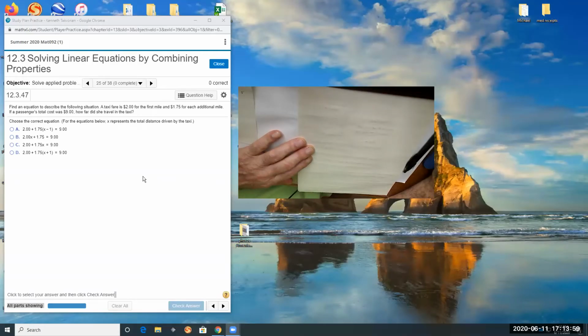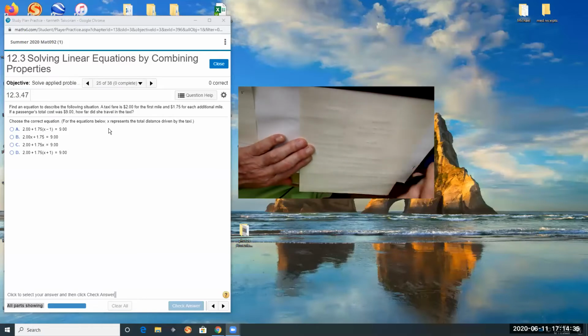I'm going to do this application two different ways to show you that it is important to clearly define what the unknown is. In this case, the unknown is x, which represents the total distance driven by the taxi. The problem says find an equation to describe the following. A taxi fare is $2 for the first mile, and additional miles cost $1.75. The total cost to the passenger was $9. How far does she travel in the taxi?